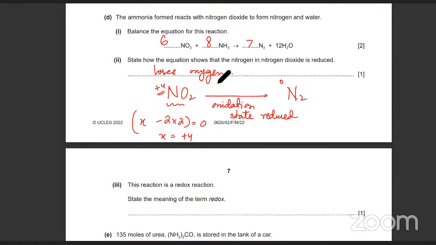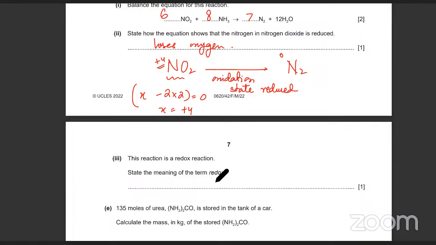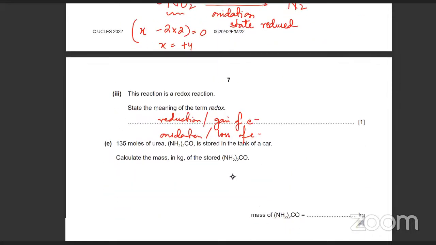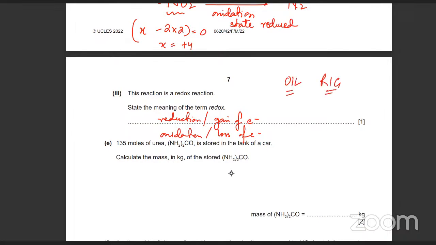Yes. Okay, so I have to go. Sorry. State the meaning of the term redox. What does redox mean? A reaction in which reduction and oxidation occur. Okay, what is reduction? Reduction is the gain of electrons. Oxidation is the loss of electrons. Make sure you remember OIL RIG. You can always remember that oxidation is the loss of electrons, reduction is the gain of electrons.